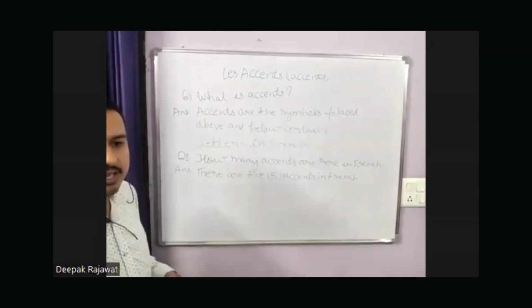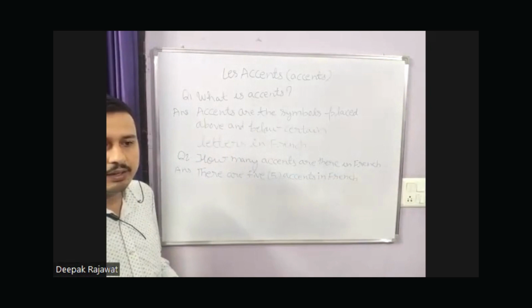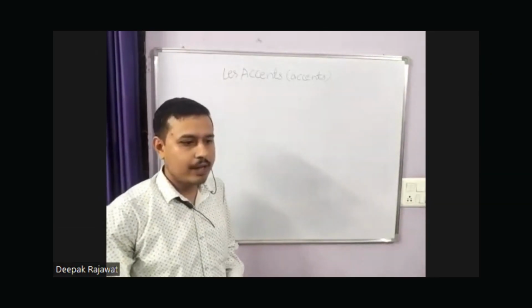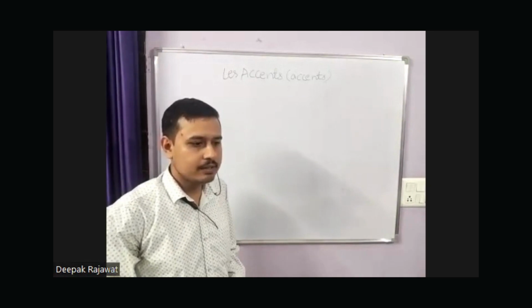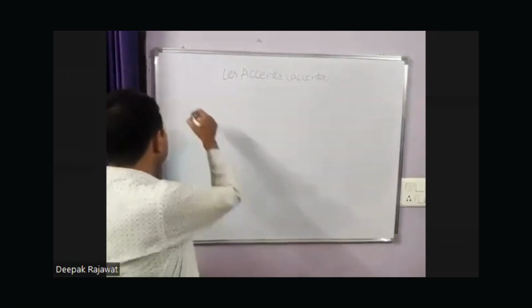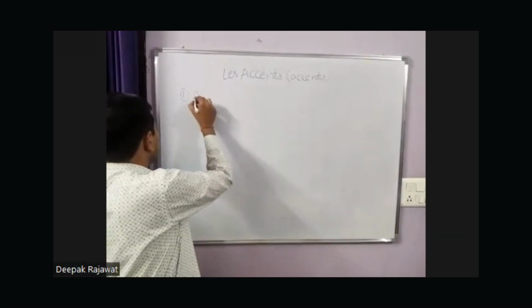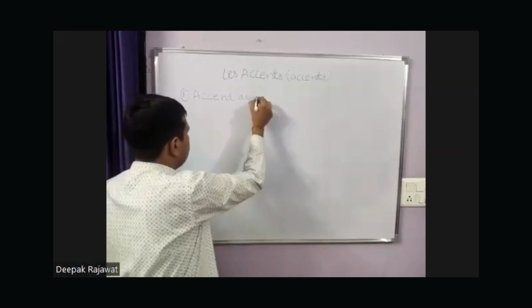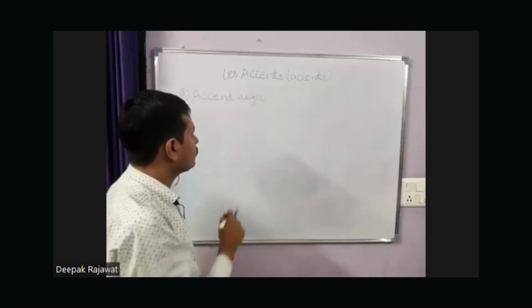How many accents are there? There are 5 accents in French. So first one we have accent aigu. First accent is accent aigu. So aigu is the name of the accent. Accent aigu.